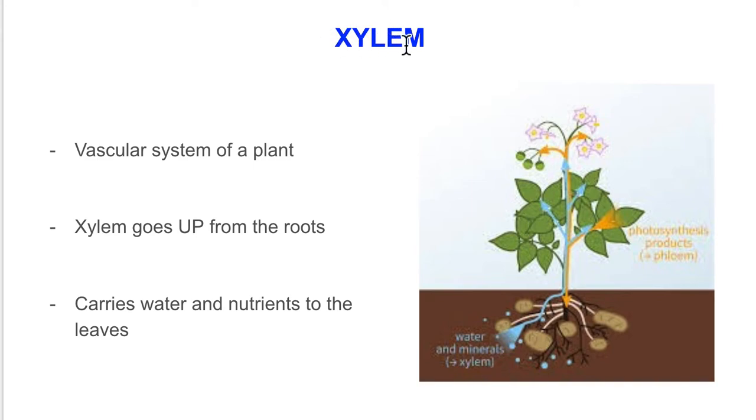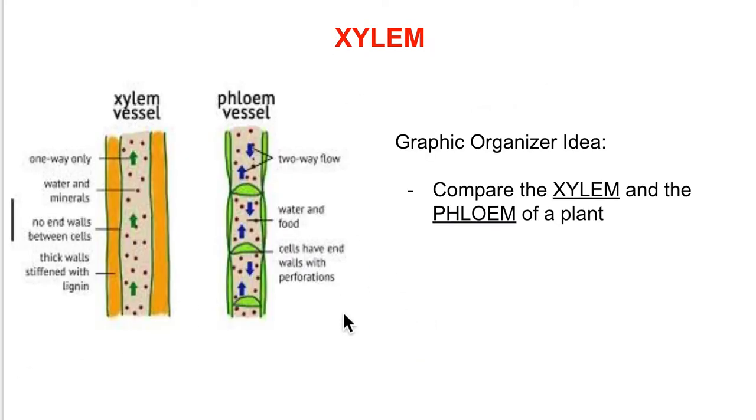So the xylem, the easiest way to remember it is the xylem is going to go up. So it's going to transport the water and those nutrients from the roots up the plant. And remember, for photosynthesis, it needs water. So the water comes from the roots. It's transported up the plant through the xylem. And here you see stuff going up, so you know this is xylem.